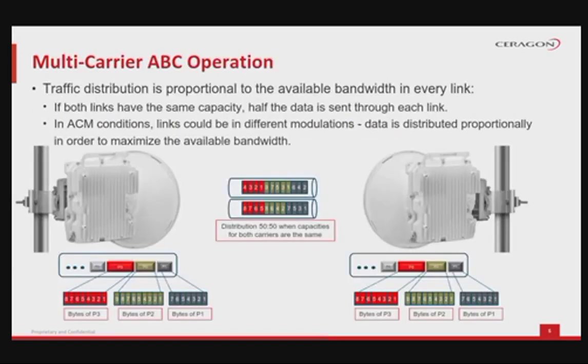Check in this slide how the traffic distribution between its two carriers is proportional to the available bandwidth in every link. This way, if both links have the same capacity, half the data is sent through each link. In ACM conditions, links could be in different modulations, thus different capacities. Then, data is distributed proportionally in order to maximize the available bandwidth.